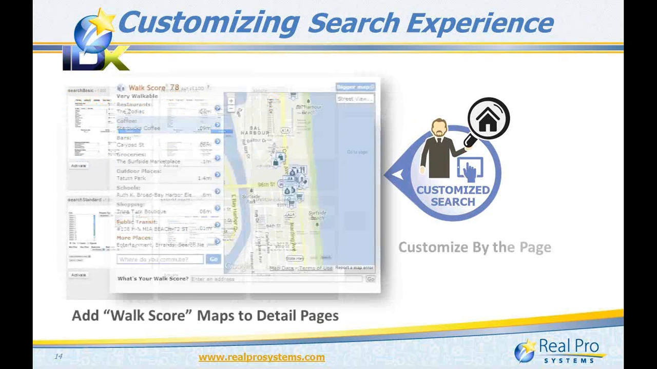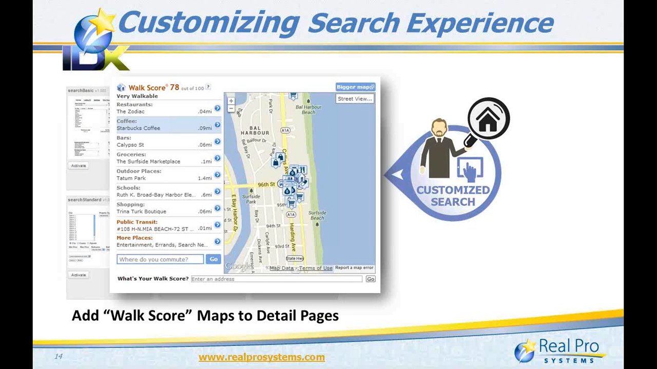So there's also mapping options built in. This one here provides a walk score to a property, which shows the proximity to amenities within an area. This can range from very walkable to car dependent. So this just allows the user to see what's available before they drive out to that home, you know, what's in the general area.